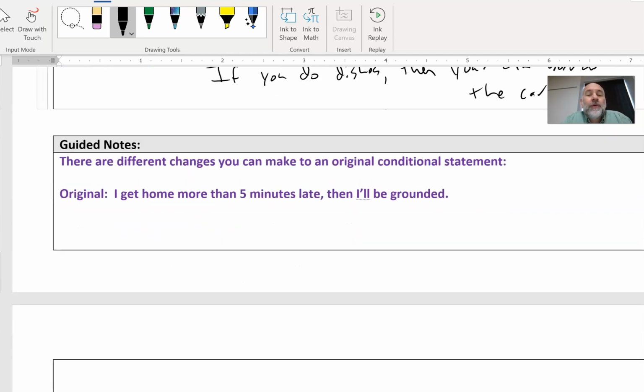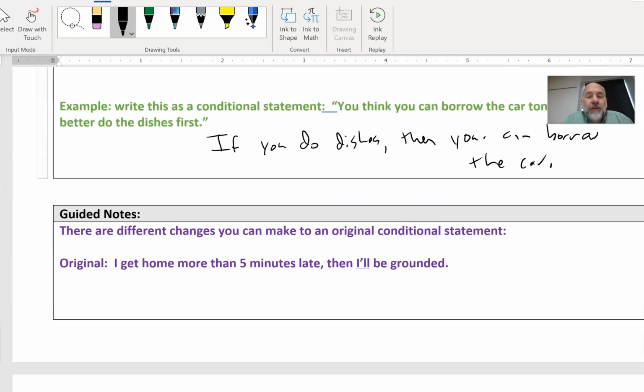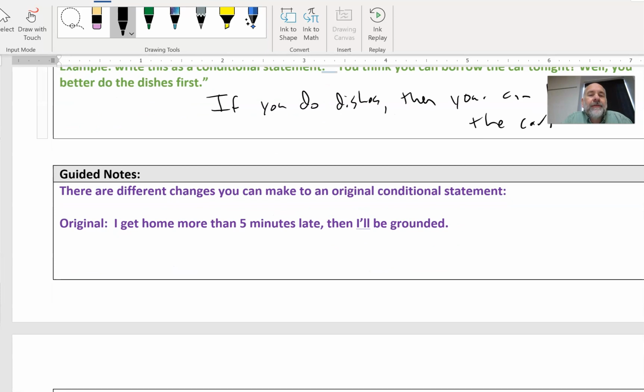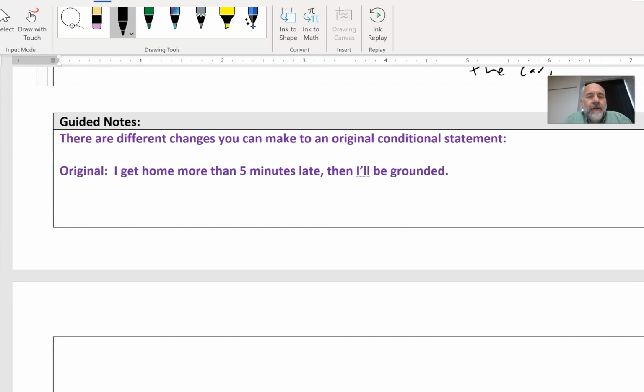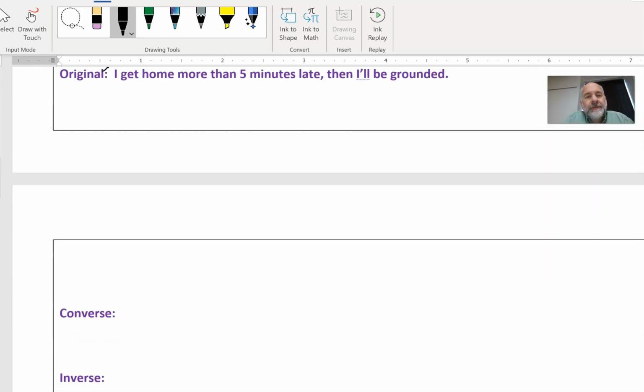All right. So then the next part, you notice this is switching to purple. So this is the second objective. You can make changes to a conditional statement. So the original is, I left off the if. If I get home more than 5 minutes late, then I'll be grounded. Okay?